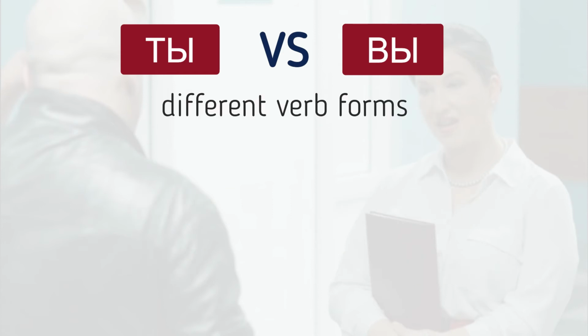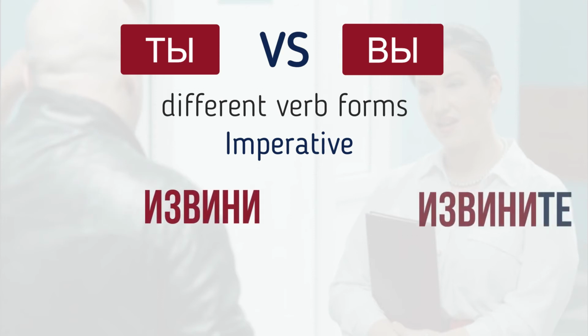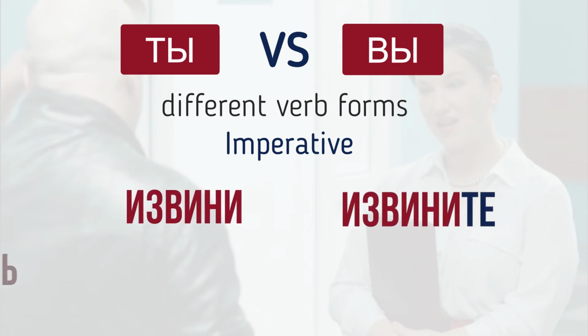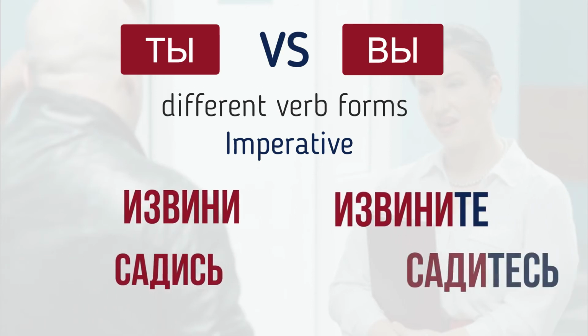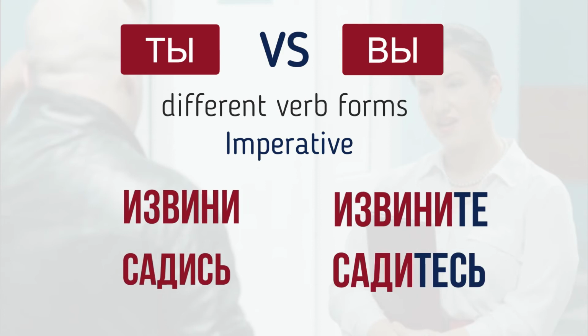You also need to choose correctly the verb forms to use with ты and вы. When it is an imperative form, in most cases you just need to add the ending «те», for example, извини, which is informal, and извините, formal. Another example, садись or садитесь. Sit down.